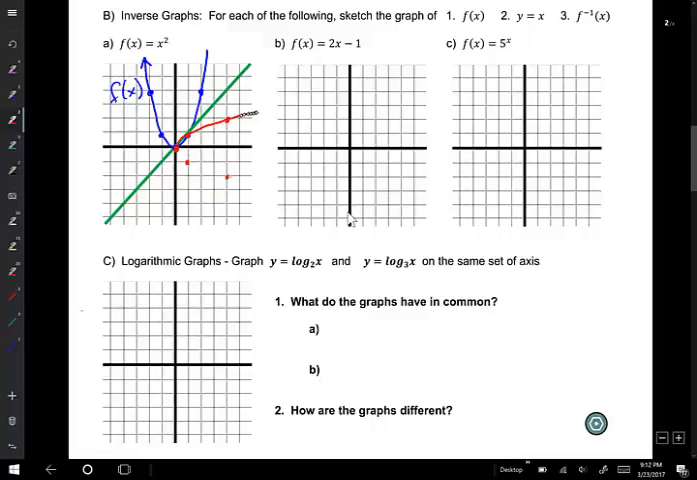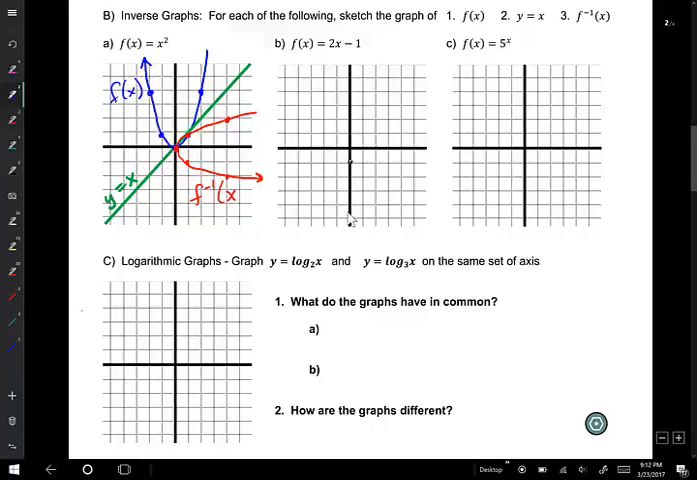Your circle there goes a little bit above the green line and then out, and then coming down here in the same way. So the red line is our inverse function. Our green line is y equals x, and our blue line is our original function. We're going to follow that same pattern for each of our problems.